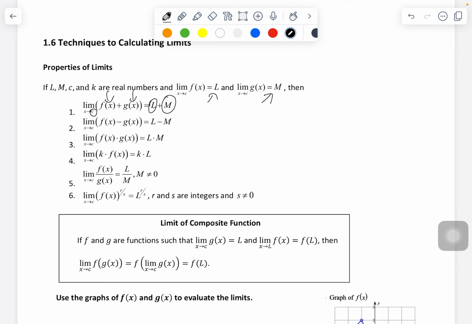So we'll add them, subtract. It's not like logs where when you multiply you add. It's nothing like that, it's just regular. Also, we're able to take constants out.